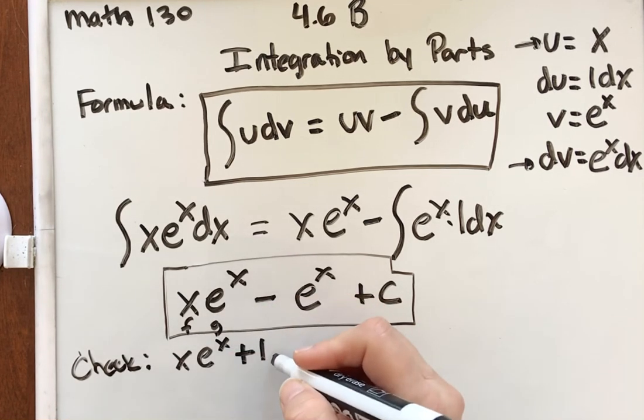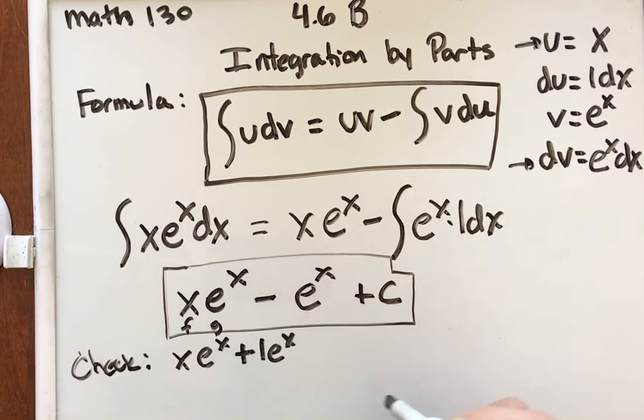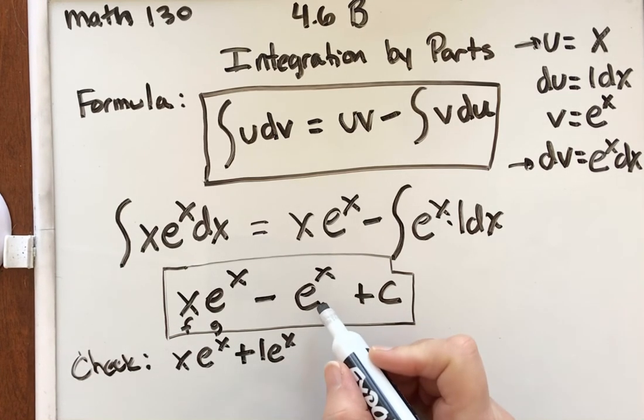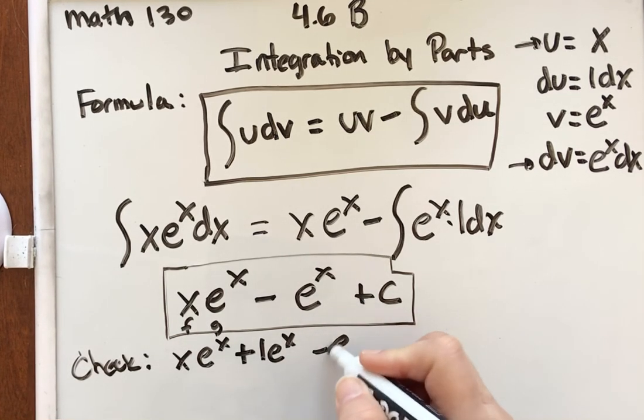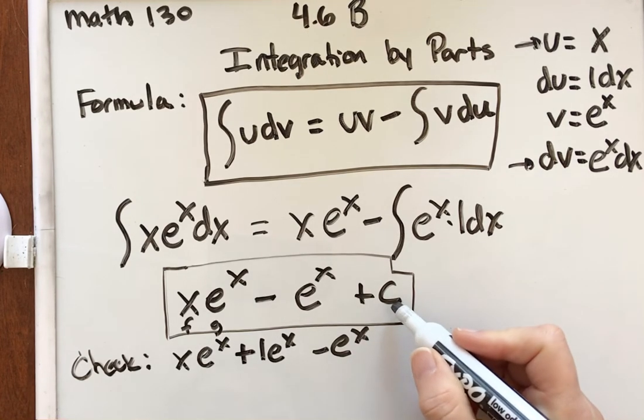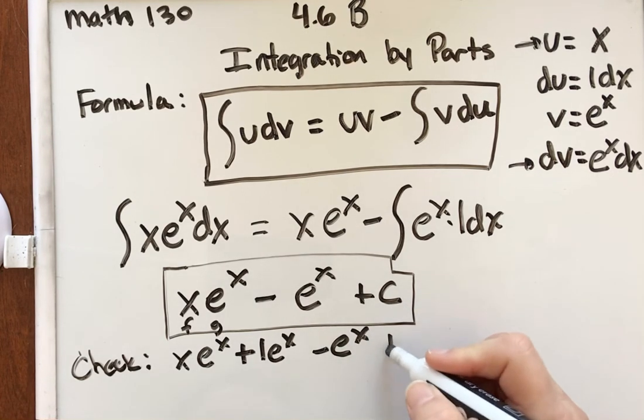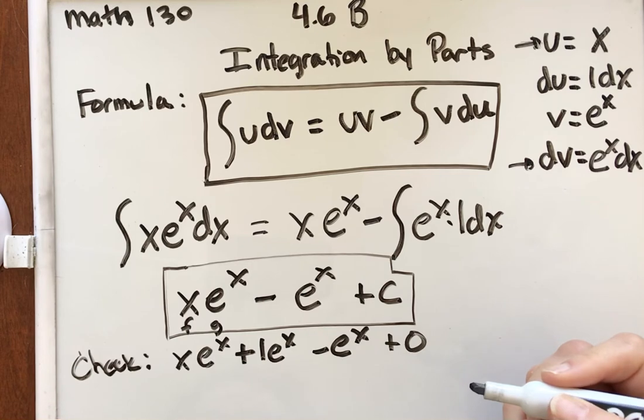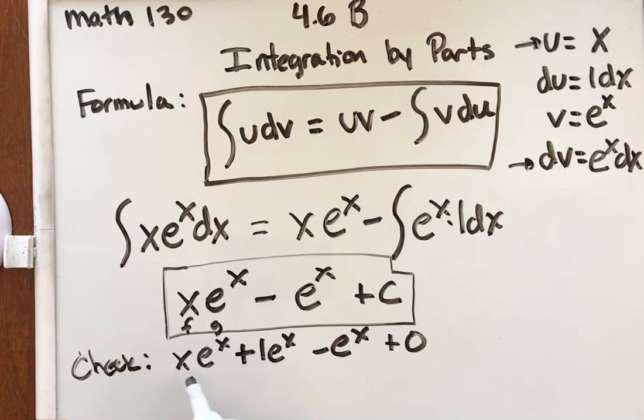We just take g, which is e to the x. Okay? The derivative of negative e to the x is just negative e to the x. The derivative of c is 0. Okay? So let's keep going. Well, we have x e to the x. Look at here. We have a positive e to the x and a negative e to the x. So all this goes away, and there's our answer. All right, so it worked.